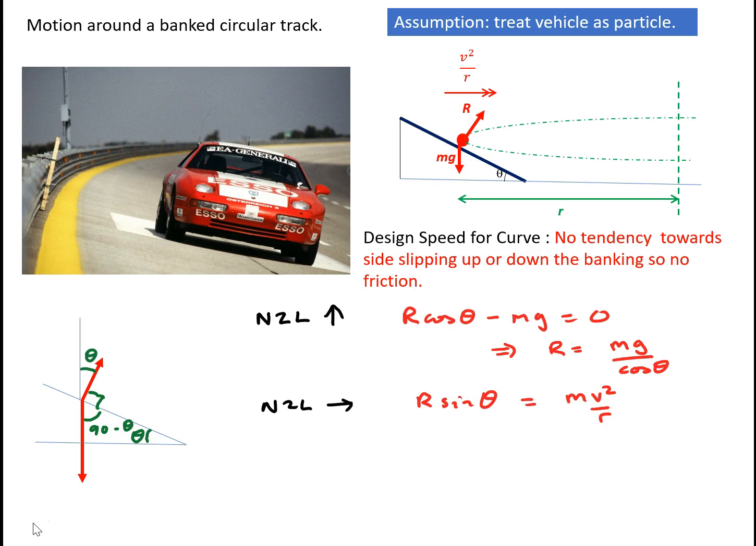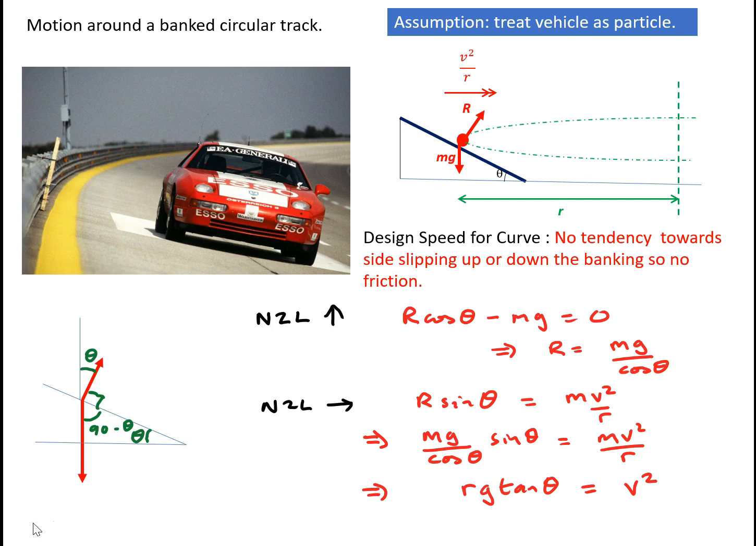So we've got the reaction times sine theta equals mv squared over r. We know what the reaction is, so we can substitute for capital R. So we've got mg over cos theta times sine theta must equal mv squared over the radius of the motion. And that in turn, when we do a little bit of simplification, gives me v squared must be the radius of the motion times g times tan theta.